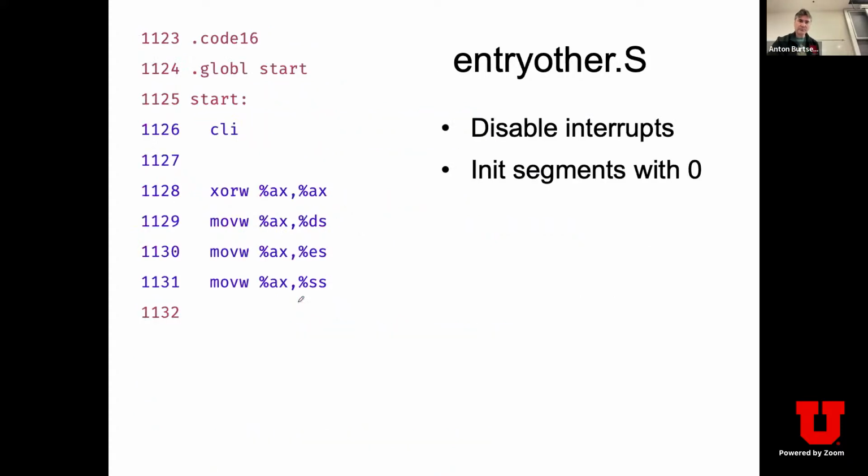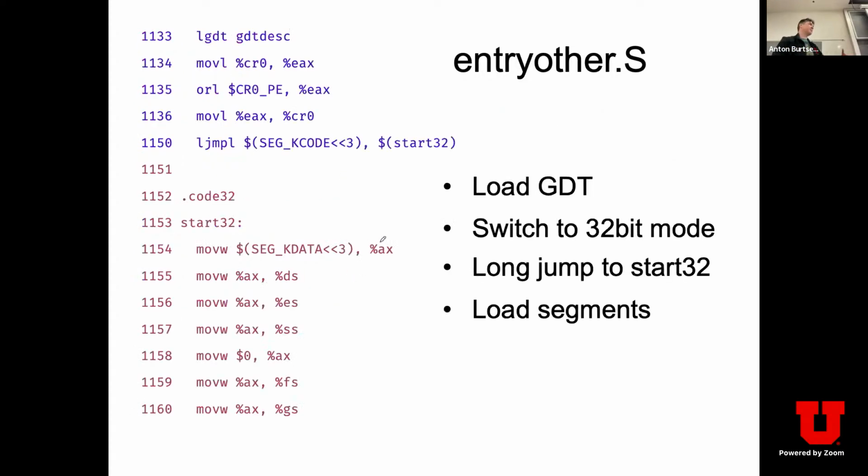And this is the entry other. So this is the code which starts on another CPU. Again, since we're in real mode, we generate 16-bit instructions. We immediately disable the interrupts just in case, because we don't really know how to handle them. We reset all the segment registers to zeros. It's pretty much the same sequence which you've seen before. So it's similar to how you booted on the first CPU, but a little bit simplified.